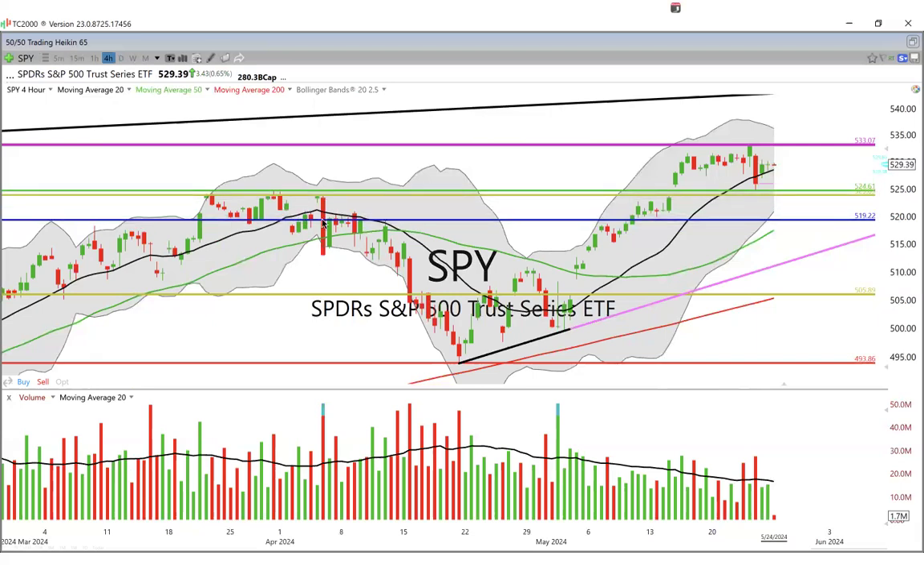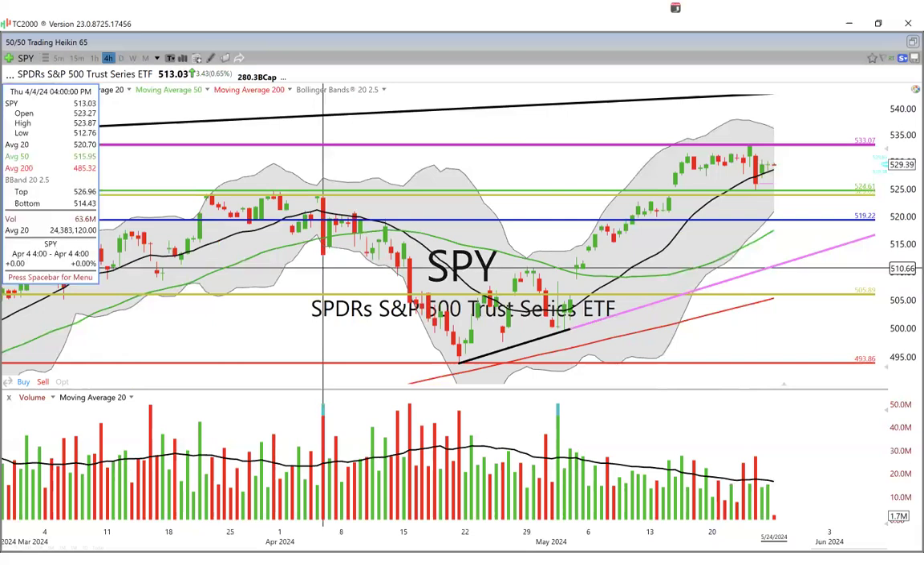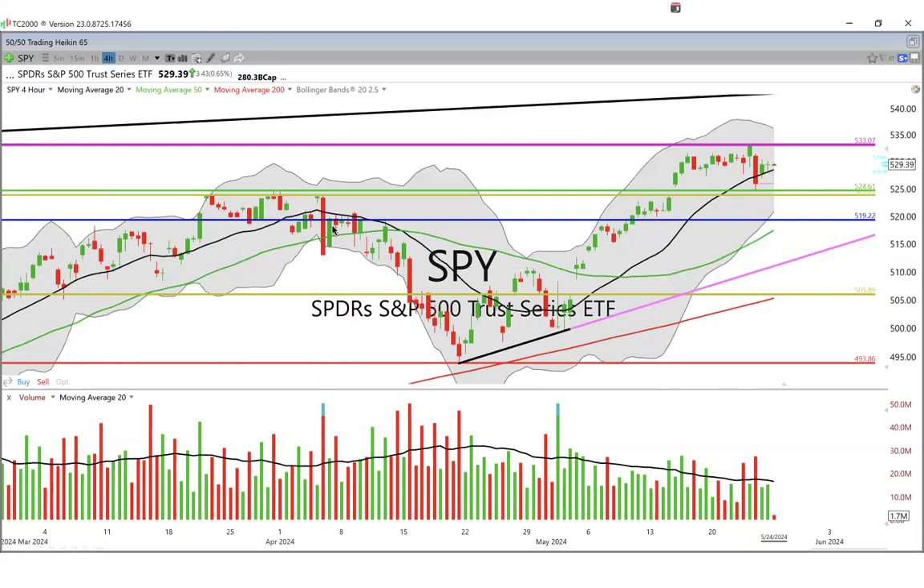Here, did it again. Boom. It dropped down hard in the end of the day. Then it bounced off of that, got back to the 20. That's all it's telling you, is where the regression to the mean occurs.